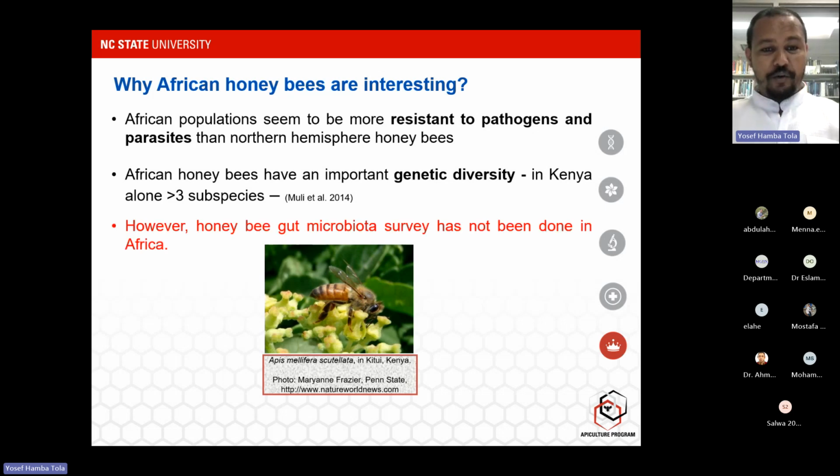However, we don't have a lot of information about their gut microbiomes, how their gut microbiomes are interacting, and what their gut microbes are contributing. And also, we have a lot of questions on why the African honeybees are resistant to pathogens or parasites. What is supporting them? Is it the environment supporting them, or is it the microbes associated with them? Yeah, we can raise a lot of questions here.